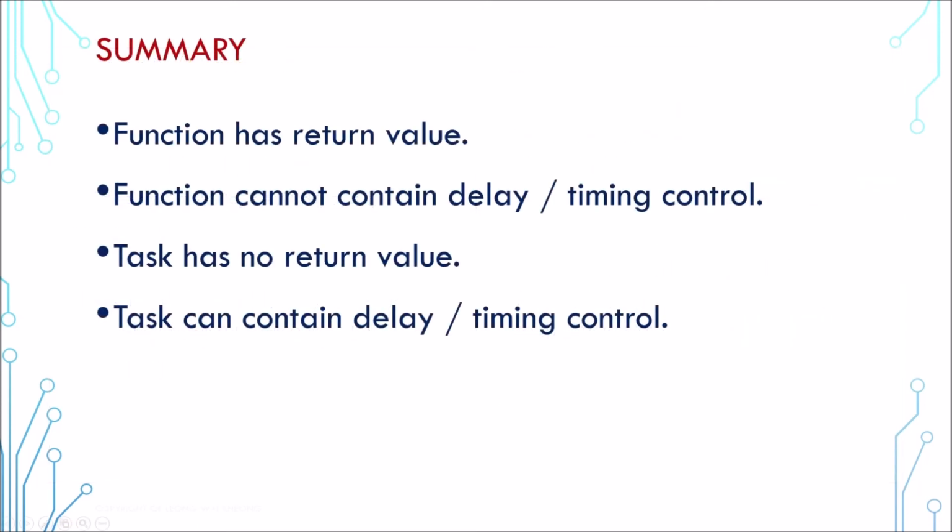In summary, function and task are used to define reusable routine. Function has return value but cannot contain timing control. Task, on the other hand, has no return value but can contain timing control. Next, we'll continue by discussing about the argument direction.